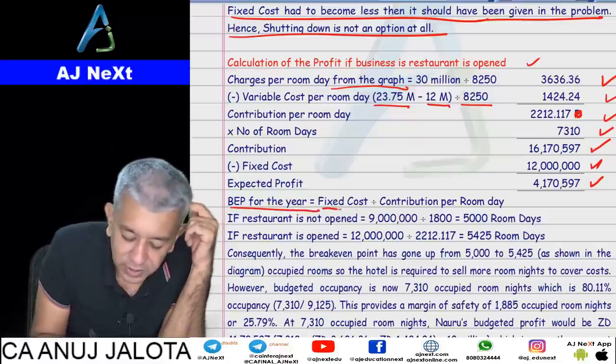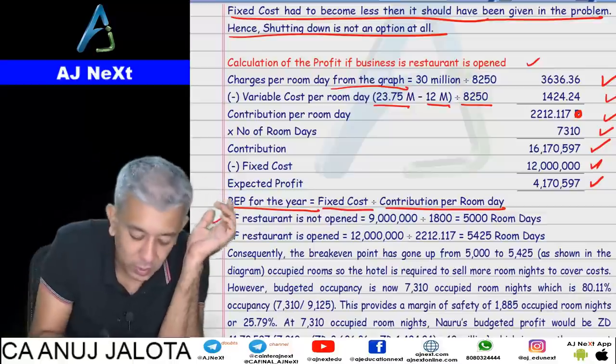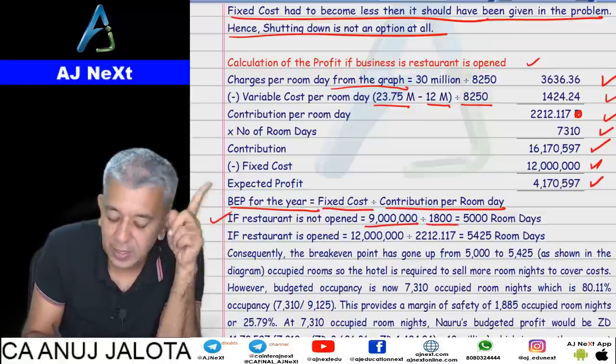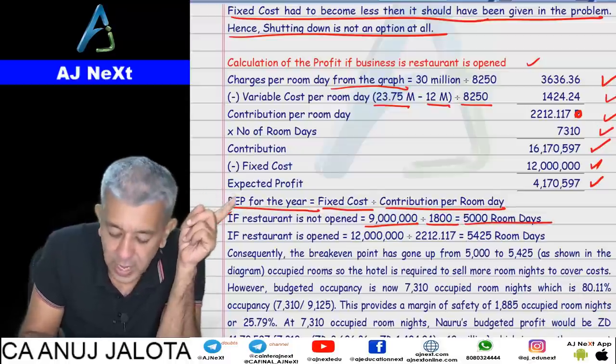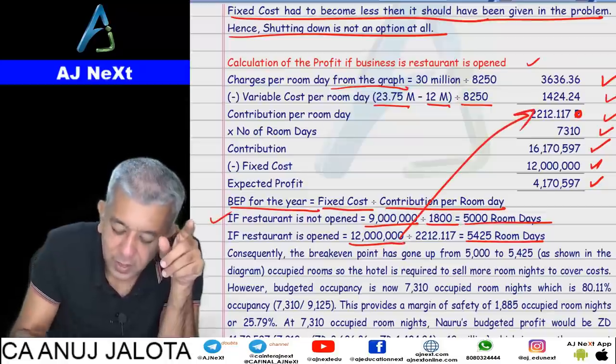ब्रेक इवन पॉइंट फॉर द ईयर, फिक्स्ड कॉस्ट डिवाइड बाय कंट्रीब्यूशन पर रूम डे. पहले वाला जो स्टेटस है वो पहले निकाल रहा हूं. इफ रेस्टोरेंट बिजनेस इज नॉट ओपन, सो 9 मिलियन वाज अ फिक्स्ड कॉस्ट डिवाइडेड बाय 1800 का कंट्रीब्यूशन था 5000 रूम डेज, अभी विल बिकम 5425. आपको वो कंप्यूट भी करना है, विल बी 12 मिलियन डिवाइडेड बाय दिस पर्टिकुलर फिगर.